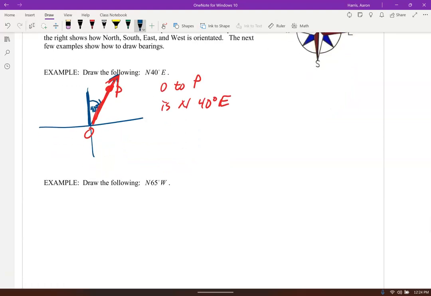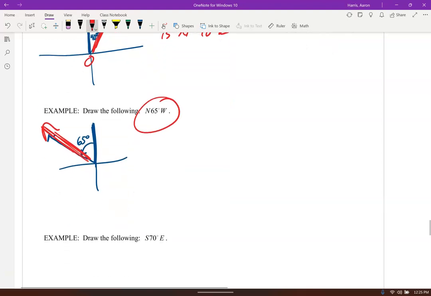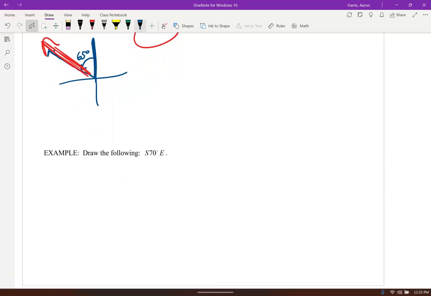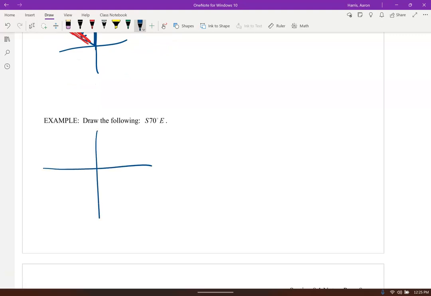Let's do a north 65 degrees west this time. So off of the north, I'm going to rotate 65 degrees in the west direction. So this is my direction, north 65 degrees west. Why don't you guys do this one? It's south. Well, actually, let's do this one together. I have a south one, then I'll give you another one. South 70 degrees east. That's south 70 degrees east.